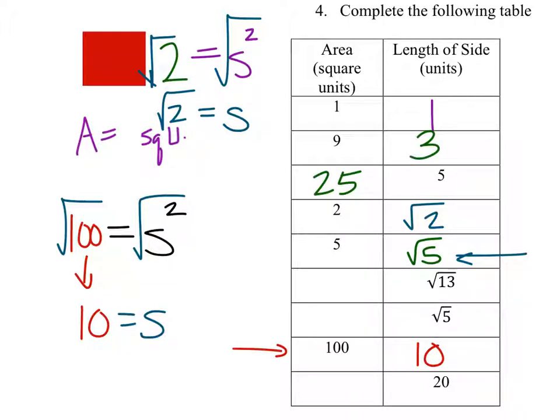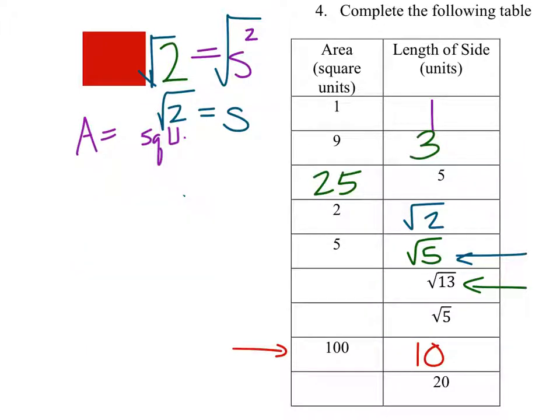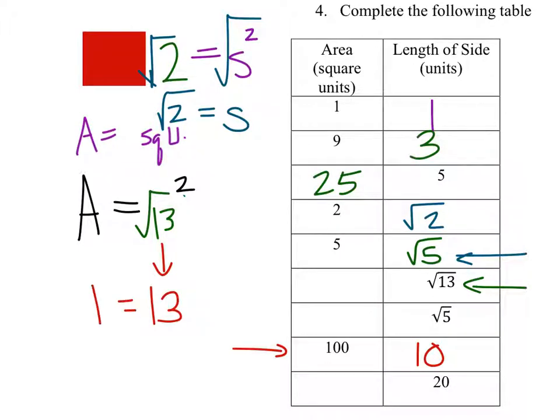But then we run into these types where the side length is a square root. Now if I look at the formula, area is the side length squared. But now I've got a side length that is square root of 13. Now remember, a square root and a square, or the power of 2, cancel each other out. So I'm just left with 13 as the area. So this area right here is 13.